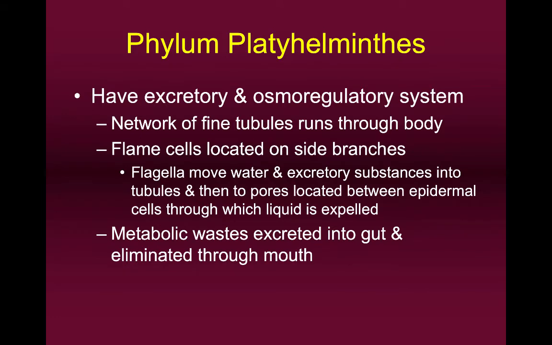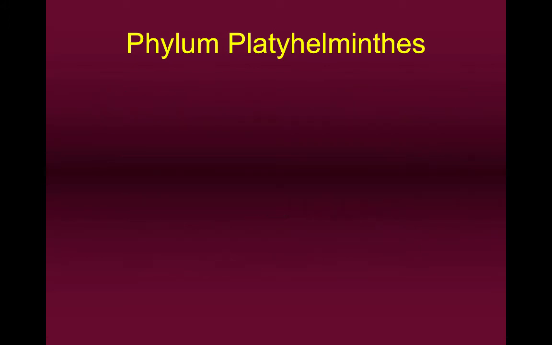So the metabolic waste, which would be things like ammonia, for example, would come out into the gut first, and then eventually from the mouth. Remember, they only have one opening, so it's either ingestion or excretion at any one point in time from that same structure, from the mouth in the case of the flatworms.